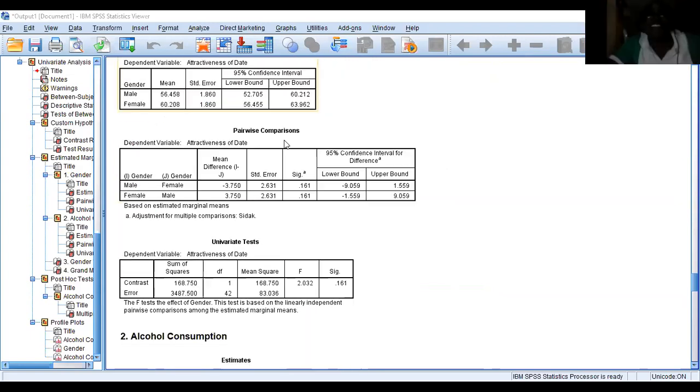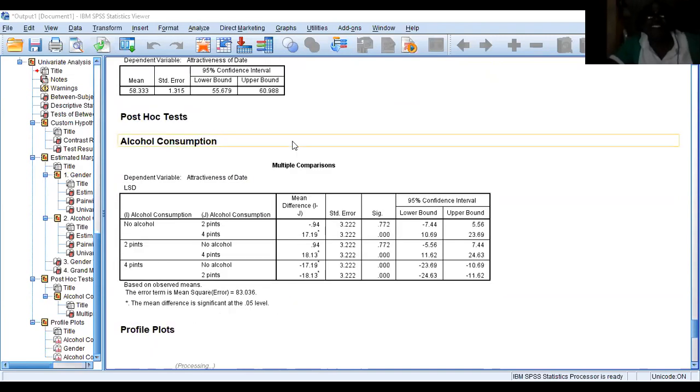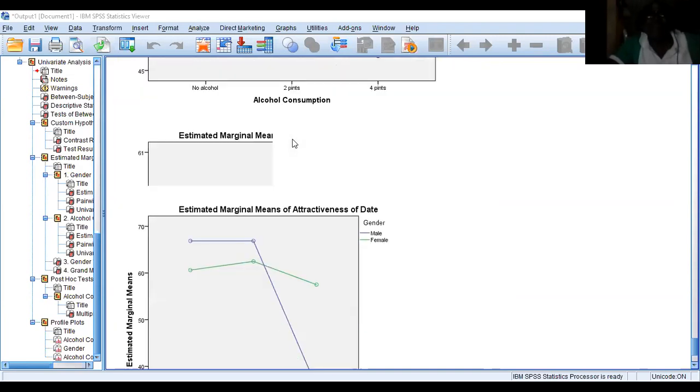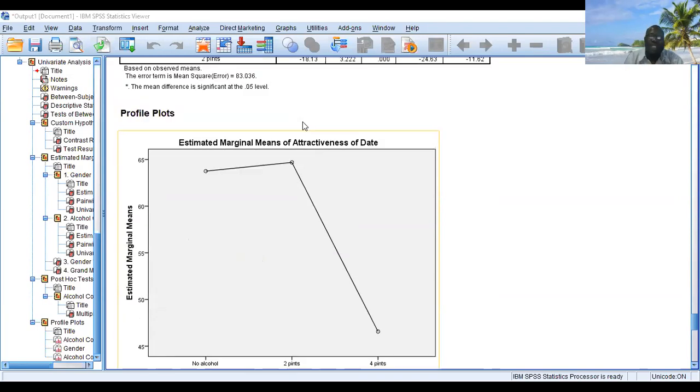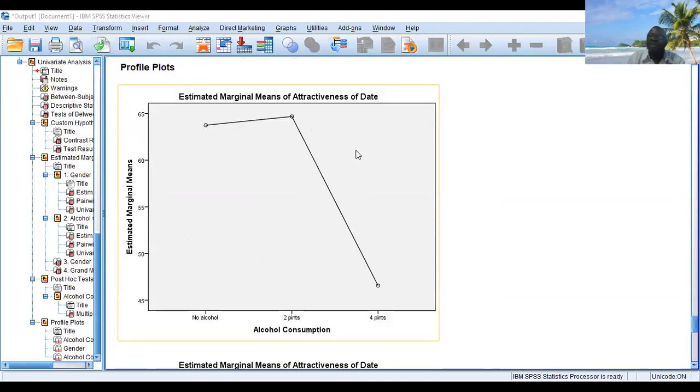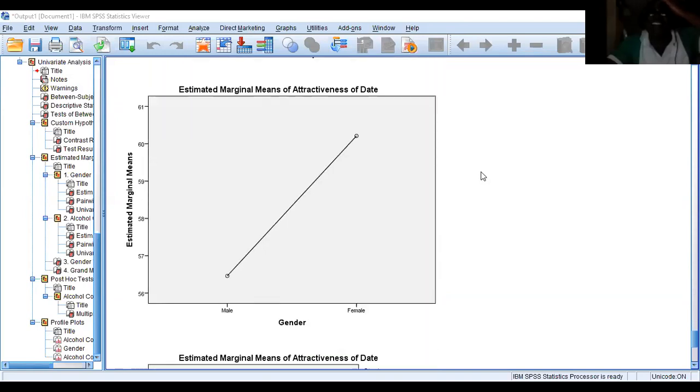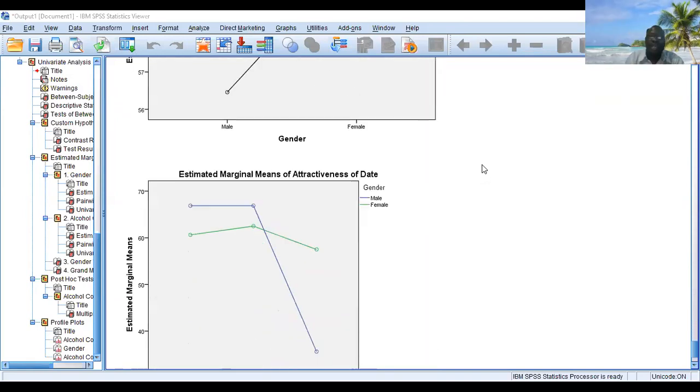We have not seen this, but let me go to the plots first. So these are the plots. This is one of the plots, and this is another one. This is for gender. This is the last one.